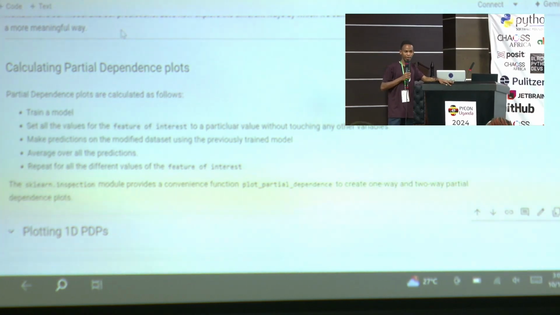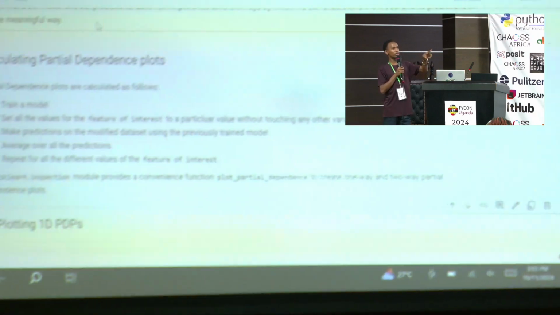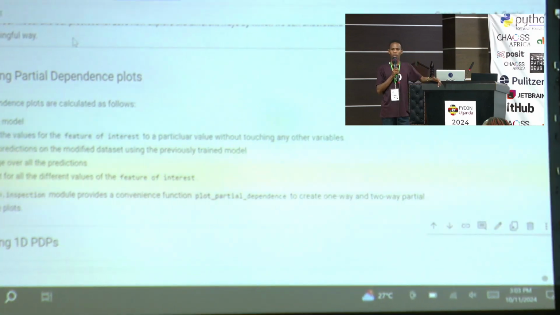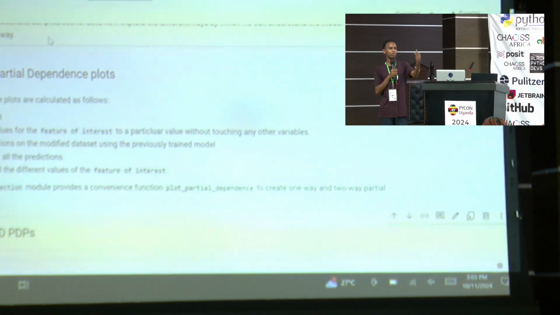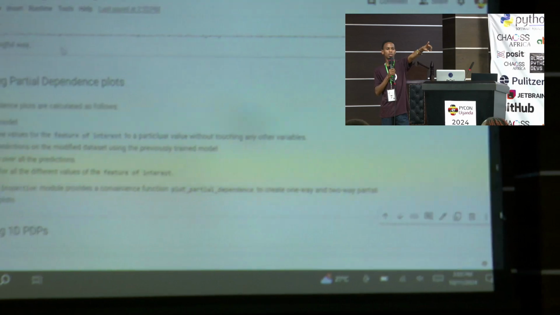You are getting the gist. This is the good thing of following me in my sessions, so that you are sharp. And then from there, we make predictions on the modified data set using the previously trained model. So we keep on changing, making predictions, getting the average. Changing, making predictions, and then we average all our predictions.